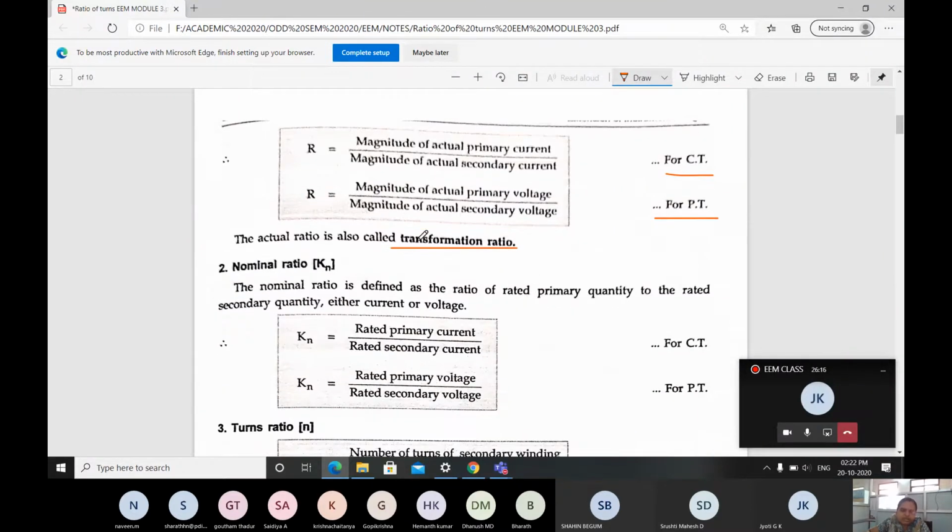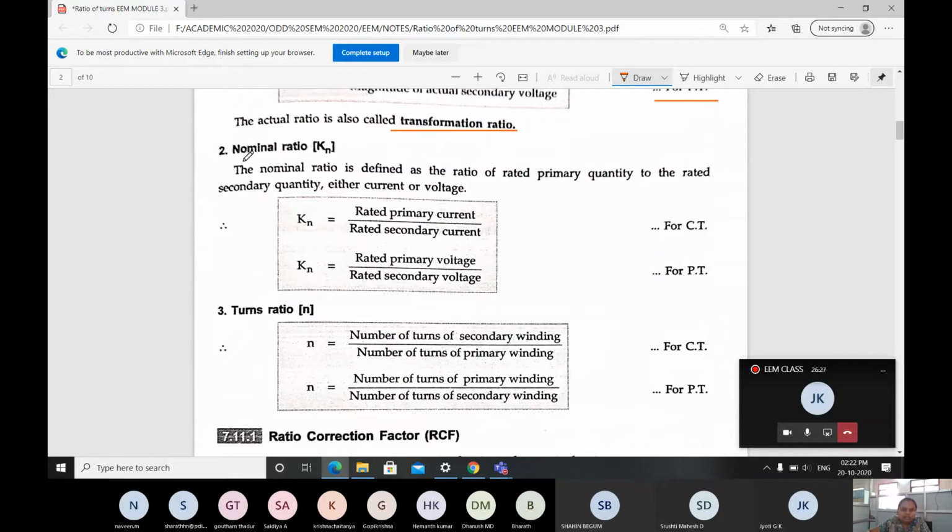In the exam, if they ask you to define the transformation ratio or the actual ratio, you have to write the same. Then the second is the nominal ratio, that is represented as Kn. The nominal ratio is defined as the ratio of the rated primary quantity to the rated secondary quantity. Either it may be in terms of current or voltage.